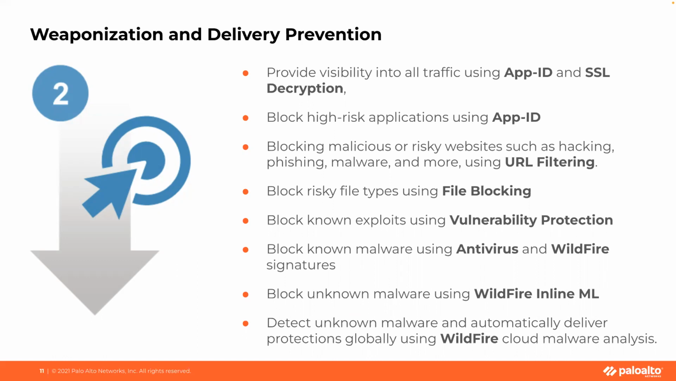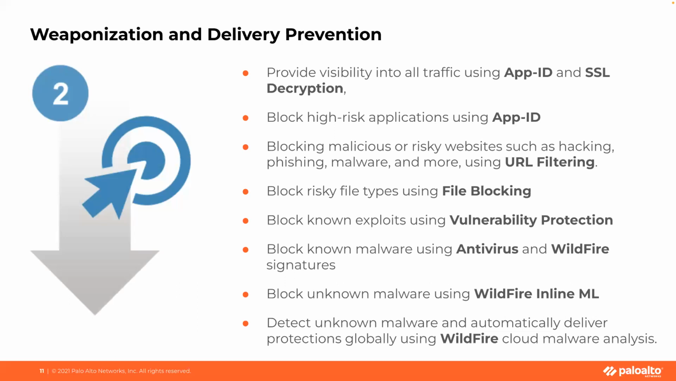If the file is not previously known, we can still block it using WildFire inline machine learning. This is a very important feature because it allows us to block files for which we still don't have signatures, because they're still not known to Palo Alto Networks. So even if the file is unknown, for example a zero-day piece of malware that has not been seen by any security researcher anywhere in the world, it can still be detected and blocked using inline machine learning from WildFire.